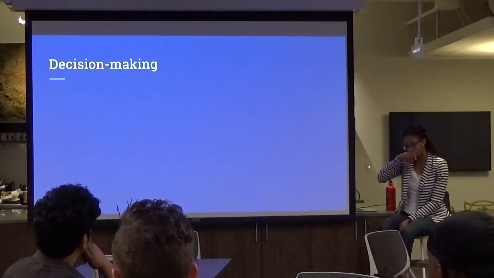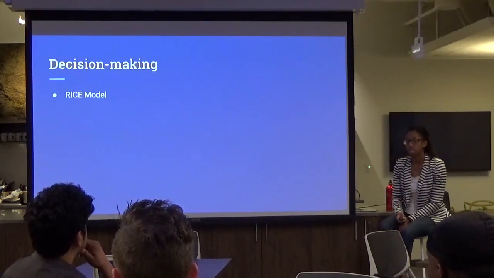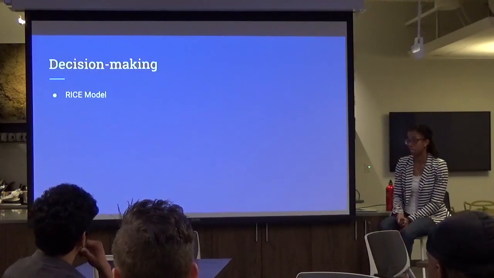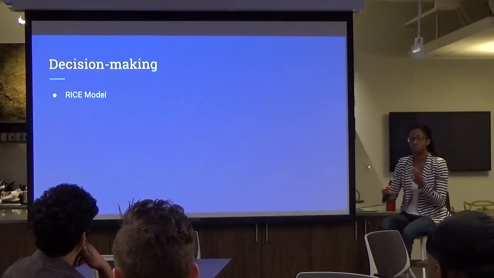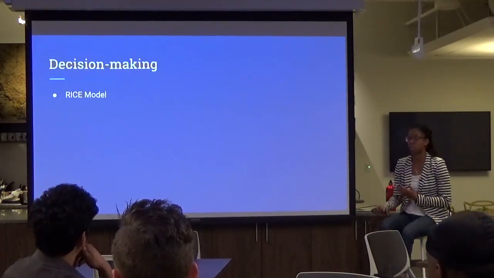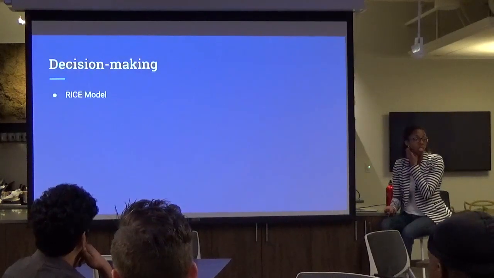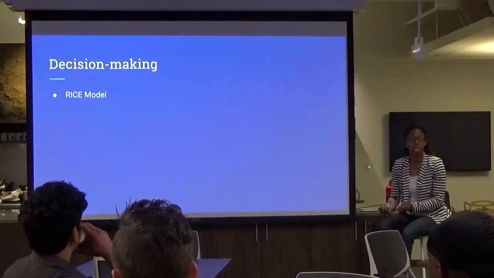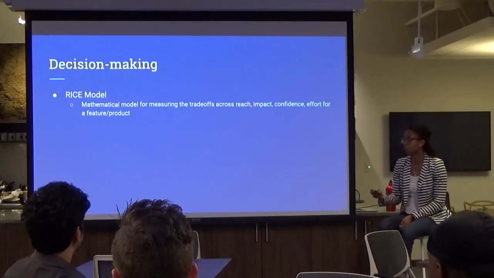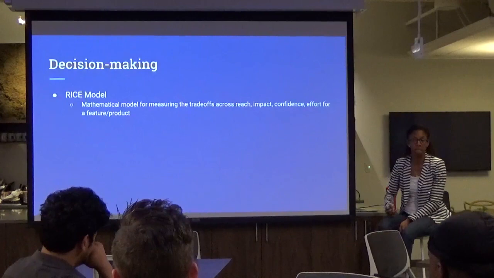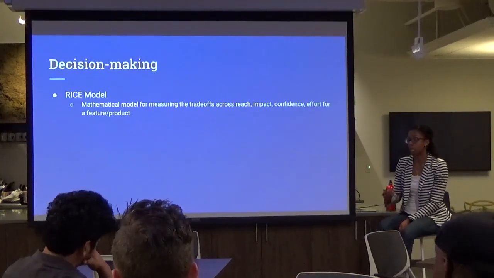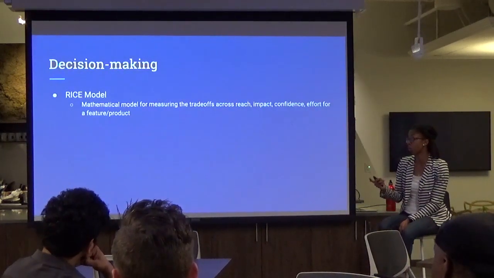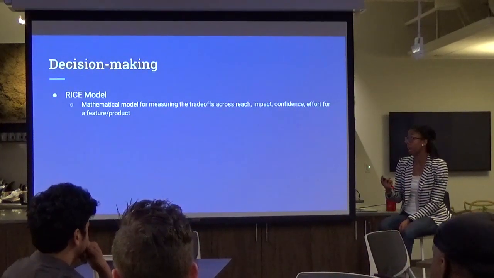The next thing is decision making. So here, there's something called the RICE model, and I'm not sure if people are familiar with that. But basically, now that we've gone through our whole discovery phase and we have a bunch of ideas, prioritization is something that tends to be an issue. So the RICE model is really a mathematical model for people who like something more concrete than, I want to go with my gut. This is something that will help you measure or really define the trade-offs across these 4 areas: reach, impact, confidence, and effort.